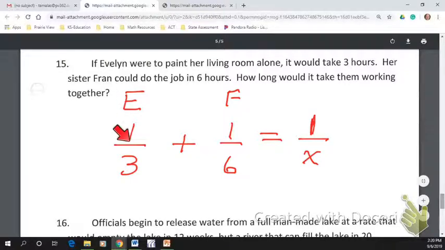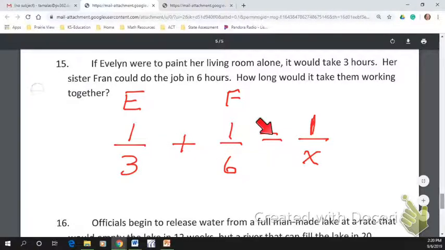So this is Evelyn's rate, 1 room in 3 hours. Fran's, add them together, we get a result of 1 room in how many hours? So how could I work this problem out? Common denominator. Which would be what? 6. Close. You have 3 fractions there. Oh, whoops. What about the X? So 18. So, okay, you could do 18x, but I would just do 6x, because 3 goes into 6, okay?